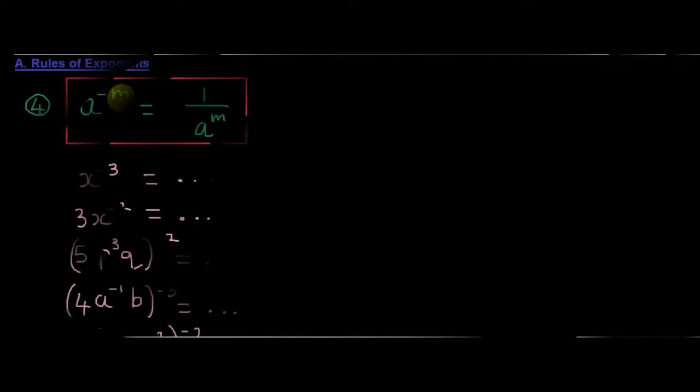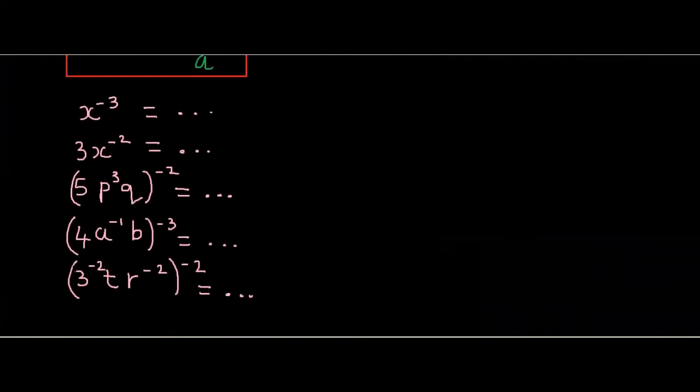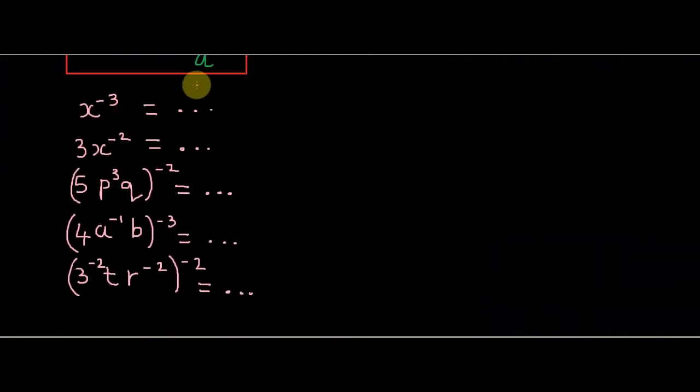Let's look at the fourth rule. A to the negative m equals 1 over a to the m. In other words, we can make a negative power positive by writing it as 1 over. So try these questions and then look at the answers. In the first one, it's just going to be 1 over x cubed. Then remember that the negative 2 here applies only to the x. So it's going to be 3 times 1 over x squared.